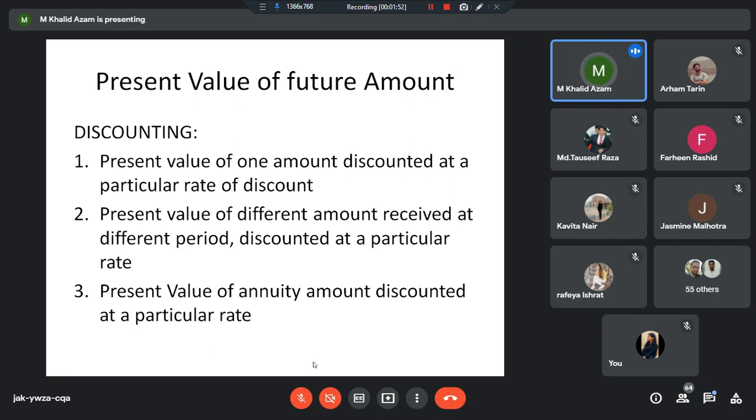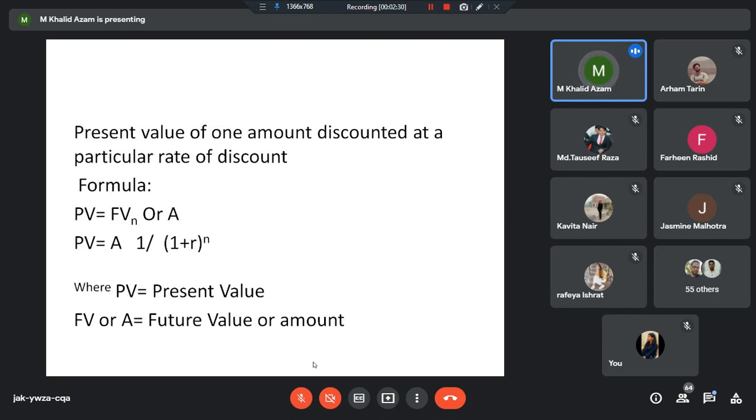In case of compounding, we have multiplied the amount by 1 plus r to the power n. But in case of discounting, we are going to multiply the amount by the factor 1 divided by 1 plus r to the power n. So this is the basic difference which we are finding. 1 plus r to the power n, needless to say, is going to be there in whatever formula we are using, because that is the basic factor which is required. So based on this, we have already considered the present value of one amount discounted at a particular rate.